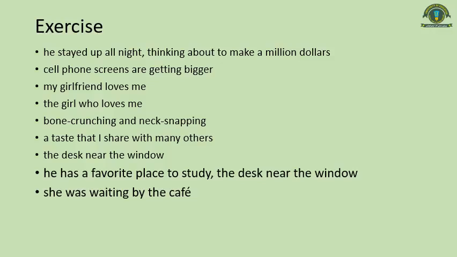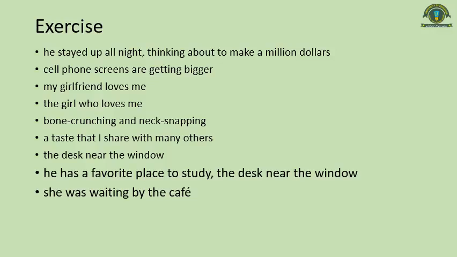You again need to differentiate these phrases. The first exercise sentence is, he stayed up all night thinking about how to make $1 million. So you need to differentiate whether it's a special kind of phrase or a clause.